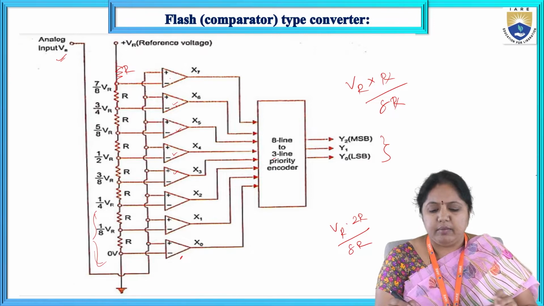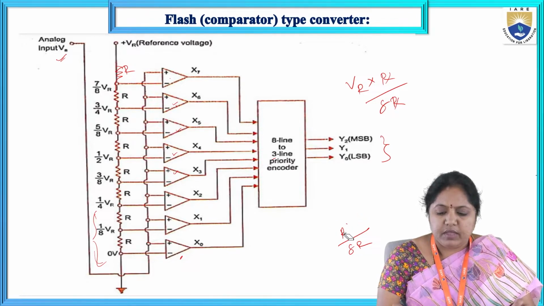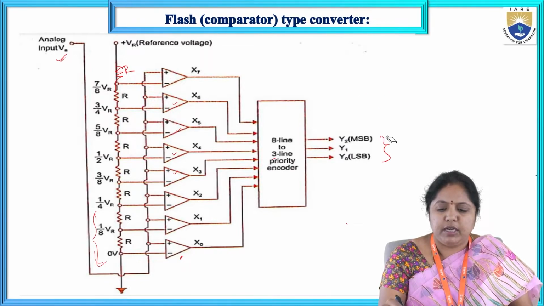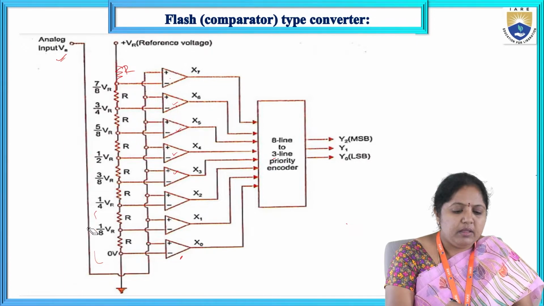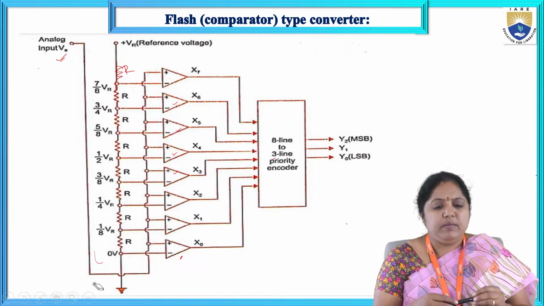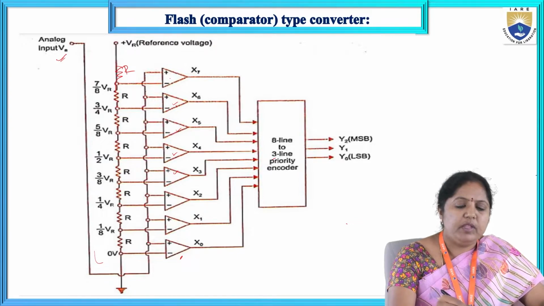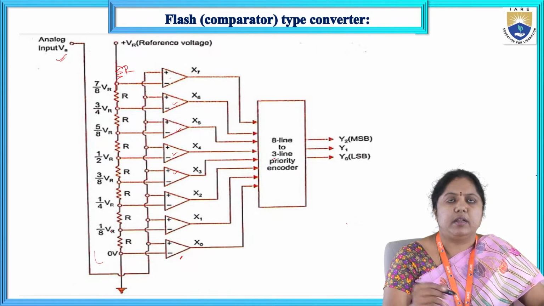So based on that, I am getting all the terms of the reference voltages by the potential divider network. For all the potential divider networks, the supply voltage value is nothing but VR. The reference voltage is given as the input voltage for this potential divider network, right?